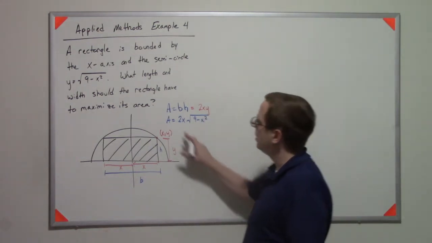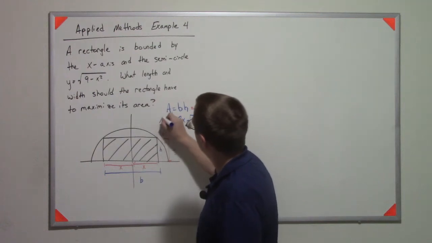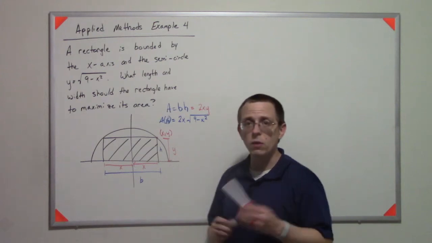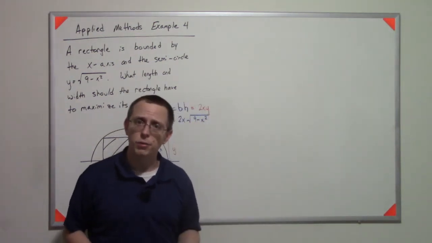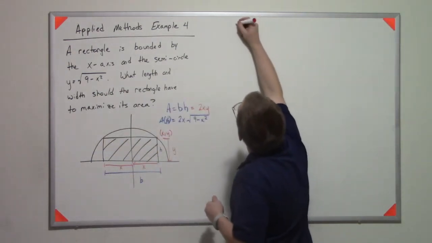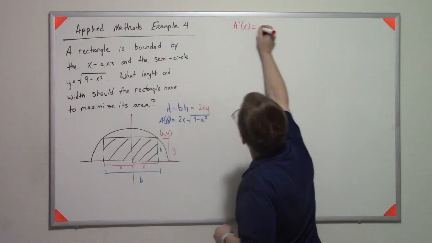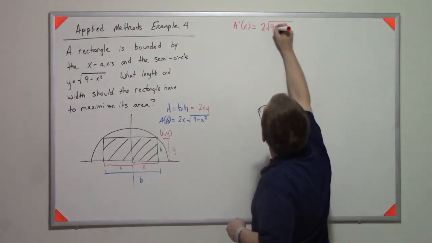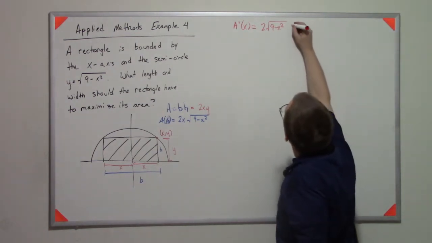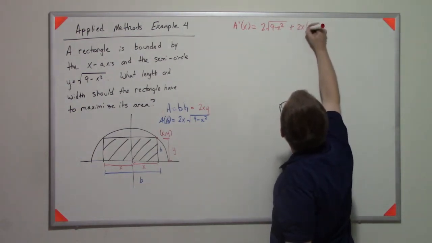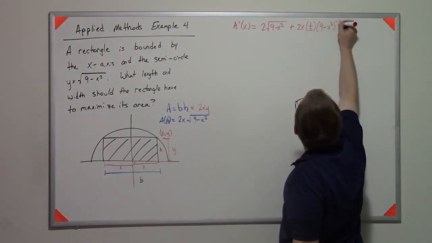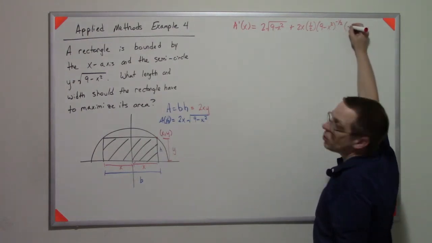Now that is a function of a single variable. Now that we have a function of a single variable, we can differentiate to solve the problem. So we can take A prime of x, which is 2 times the square root of 9 minus x squared. We have to use the product rule here, plus 2 times x times 1/2 (9 minus x squared) to the negative 1/2, times the derivative of the inside.